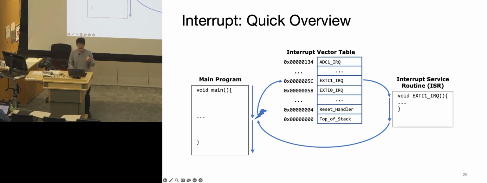Any questions on this high-level diagram? Okay, perfect. So next we're going to look in more detail into this interrupt vector table. It's essentially a data structure that contains the starting address of an exception handler, or the ISRs, and it defines how the processor handles each of these interrupts.